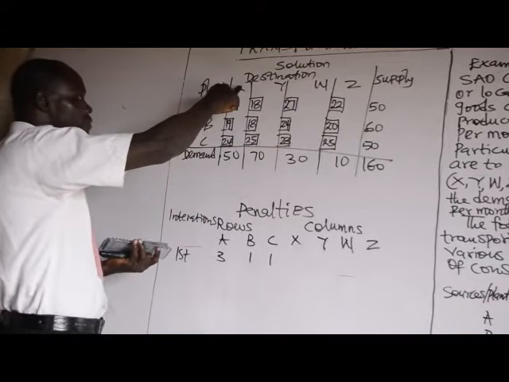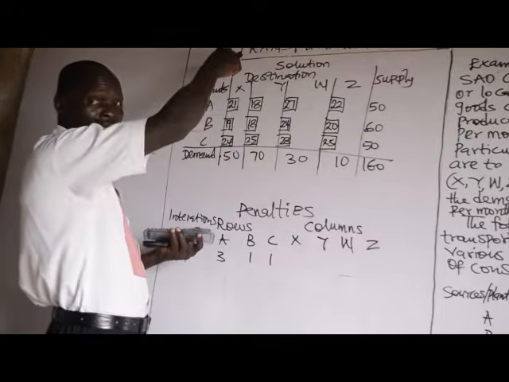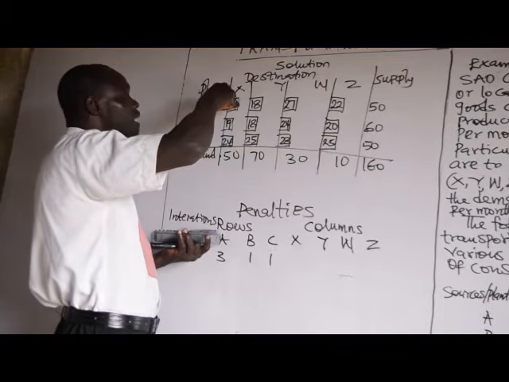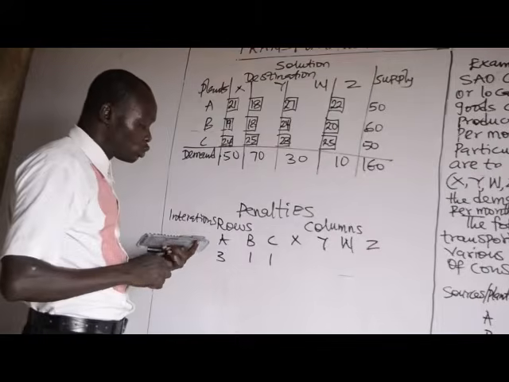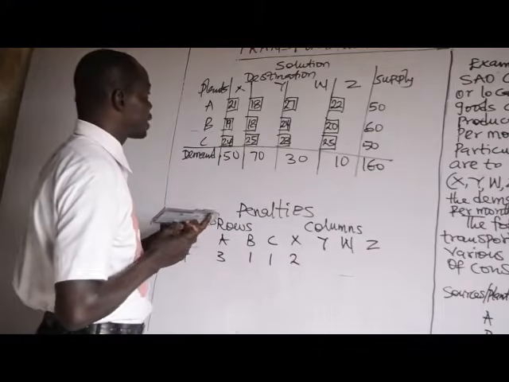Column X. The least cost is 19 in this column, vertical. You take it vertically. The least is 19. The next least cost is 21. 21 minus 19, that will be 2. So we have 2 as the penalty under column X.